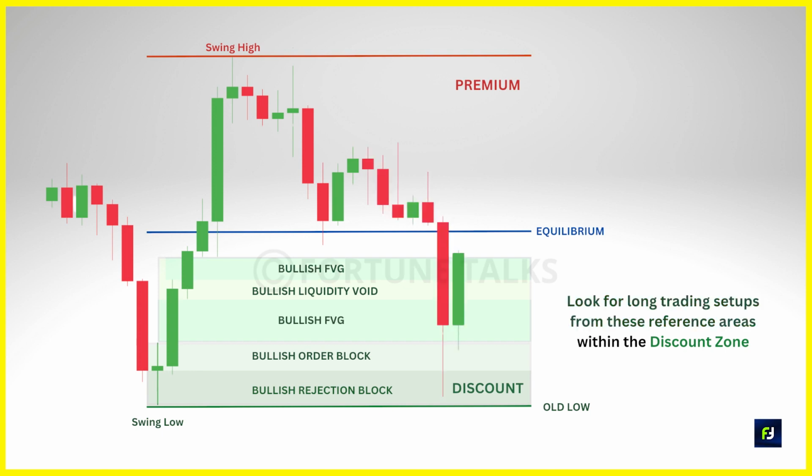Now, once price trades below equilibrium, and if the overall narrative is bullish, it sets up buy conditions. You can look for long trading setups from these reference areas within the discount zone, as it increases the probability of a successful trade. These reference areas are where buyers might step in to drive prices up from these discounted levels. These setups are identified when the price returns to the discounted conditions, allowing you to buy at favorable prices.